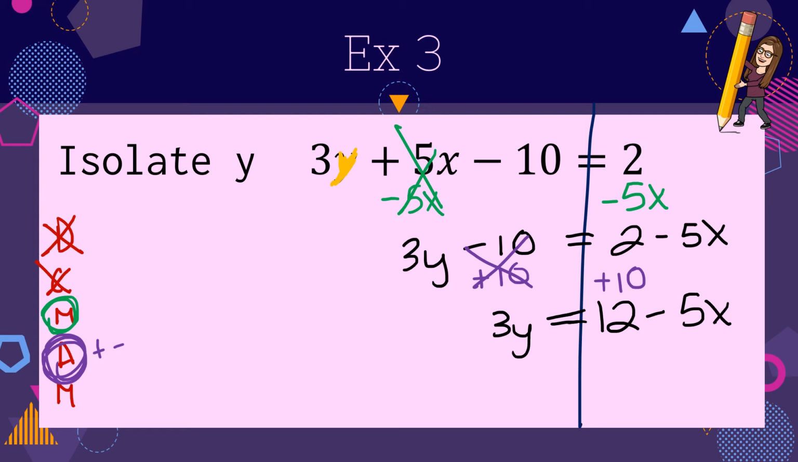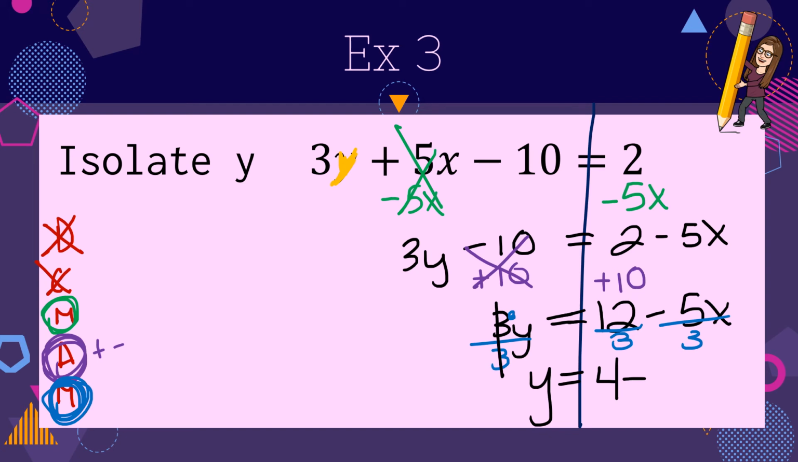Our last step has been division over and over again. Instead of y times 3, we're going to divide every piece by 3. What you do to one, you do to all. Opposites go away, y falls down. 12 divided by 3 is 4. Negative divided by positive, negative.